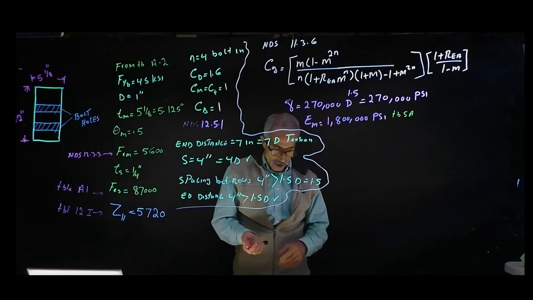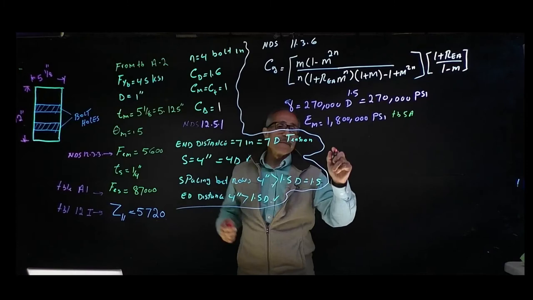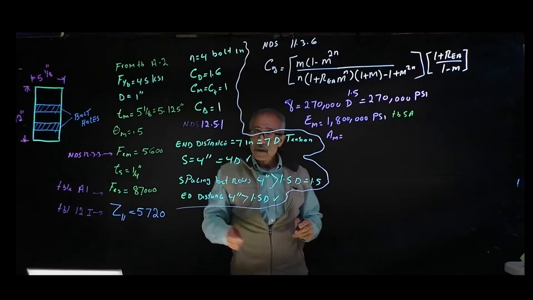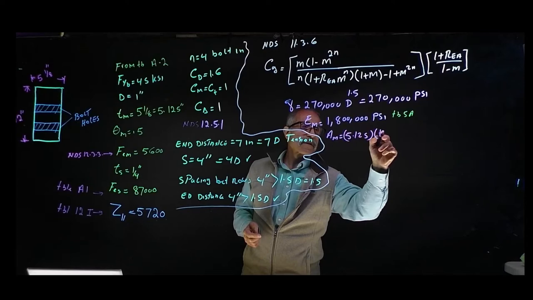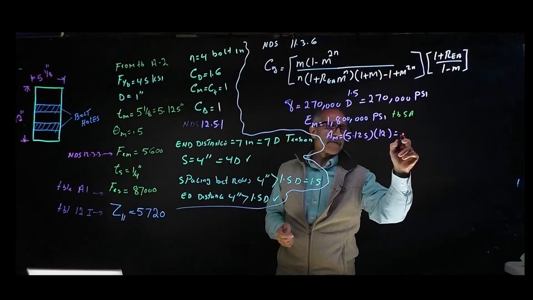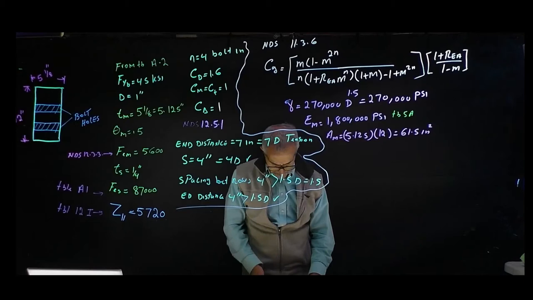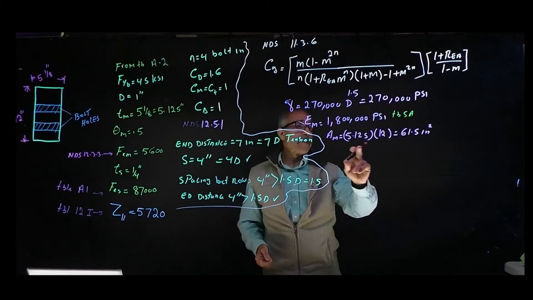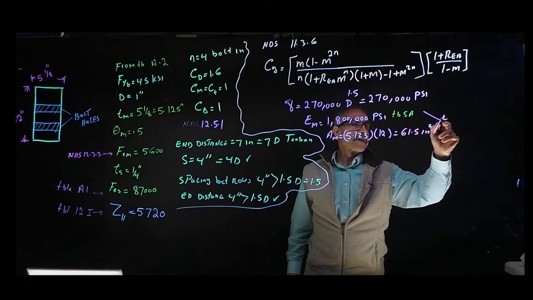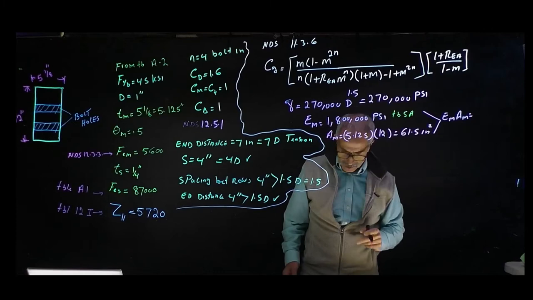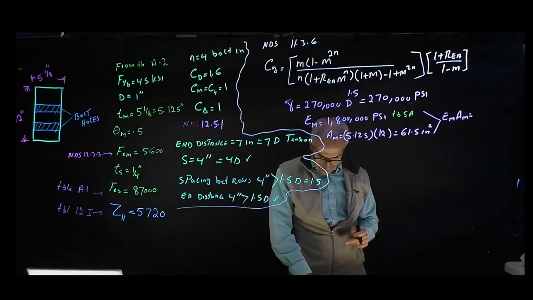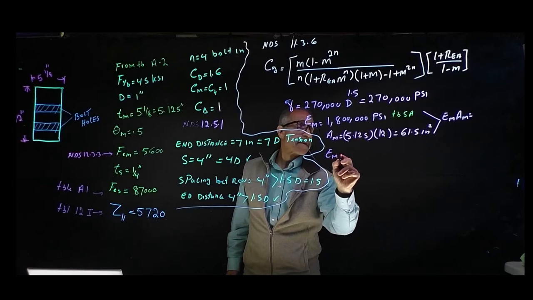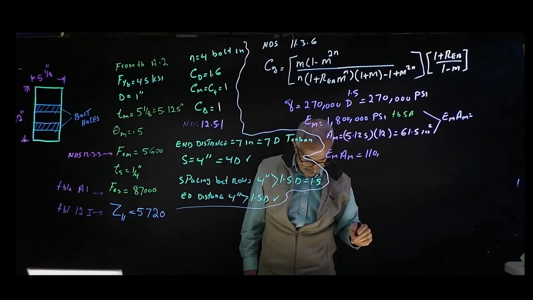Okay, now we have that, and we're going to go ahead and calculate the area of the main member, Am, and that comes out to 5.125 times 12 inches. So that comes out to 61.5 square inches. And then we have Em times Am. So now I'm going to have the product of these two, Em times Am, basically this number multiplied by that number. And that comes out to 110 million. Let me write it down here, it's too big. So these two numbers multiplied come out to 110,700,000. Okay, so now we have that.